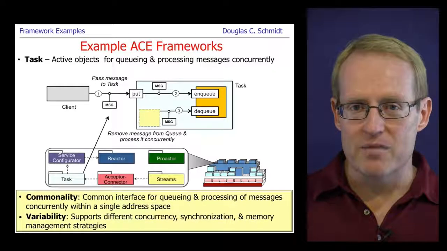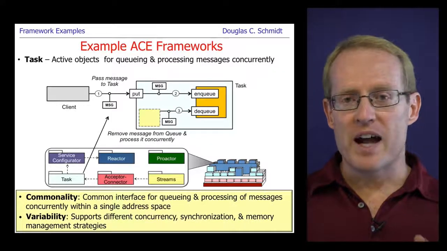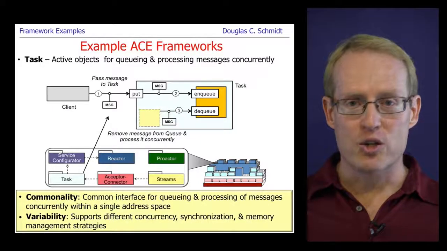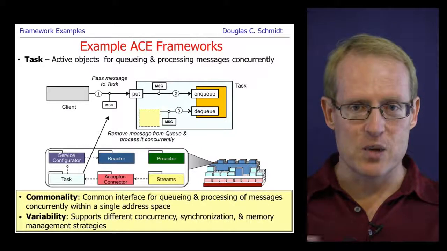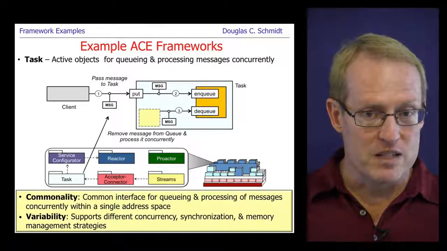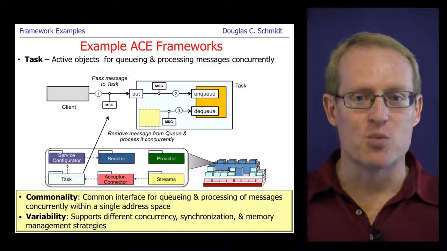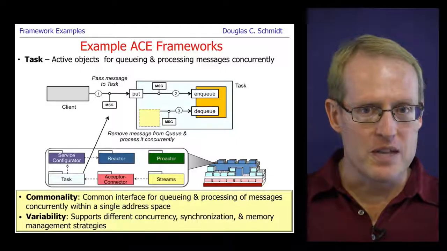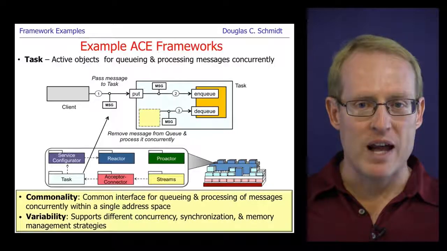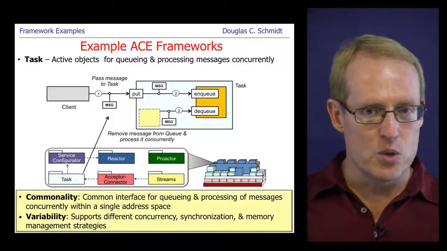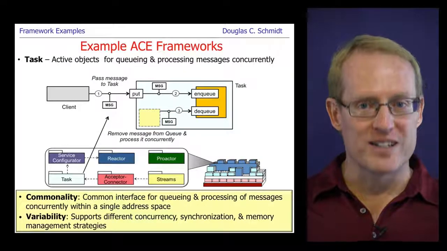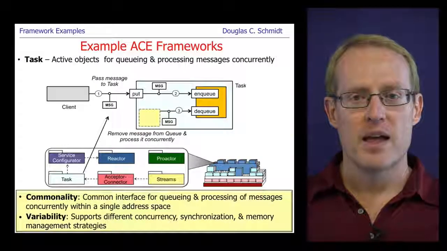From a commonality and variability point of view, it provides a common interface for queuing and processing of messages concurrently within a single address space. That's the unit in which a task works. And of course, it provides support for various variabilities as well. Different concurrency strategies, different synchronization strategies, different memory management strategies for the memory that's used to allocate where the messages go in the queue that's stored internally to the task, and so on and so forth.